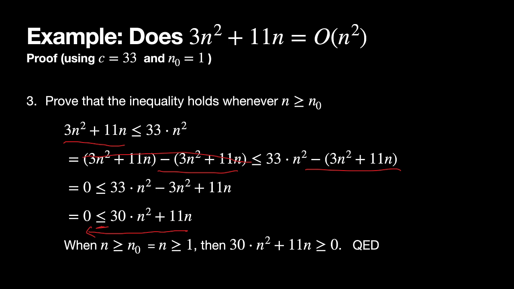Okay, so using that approach, what we're trying to show is that once we get past our starting point, once we get past 1, our expression 30n squared plus 11n is greater than 0. And we can accept that this is true based on our understanding of algebra. A square of a positive number will always be positive, and positive times a positive will always be positive. So we've got 2 positive numbers being added together.